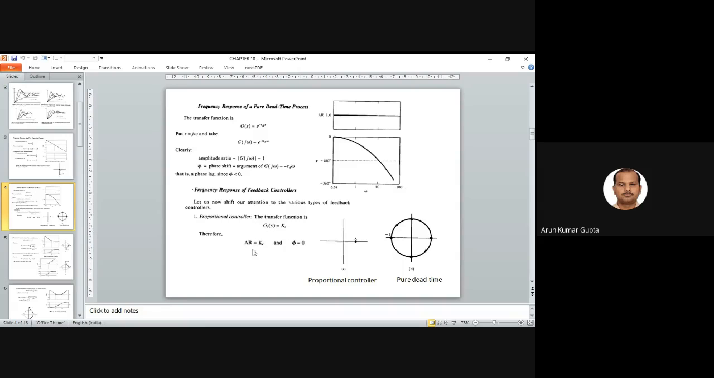So the amplitude ratio will be Kc, and the phase angle will be 0 always. So it will be given by just a single point where the amplitude ratio is Kc and the phase angle is always 0, however much you vary omega. There is no effect of omega because the function is like this, so it will be denoted by a simple dot, a single point. This is a proportional controller.